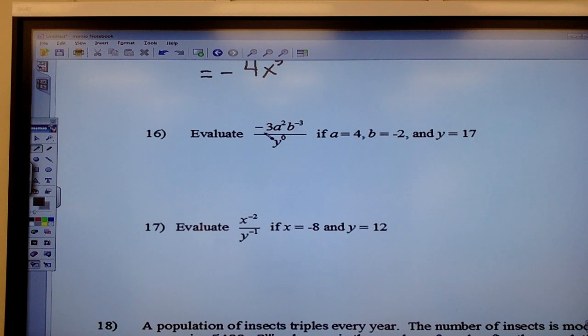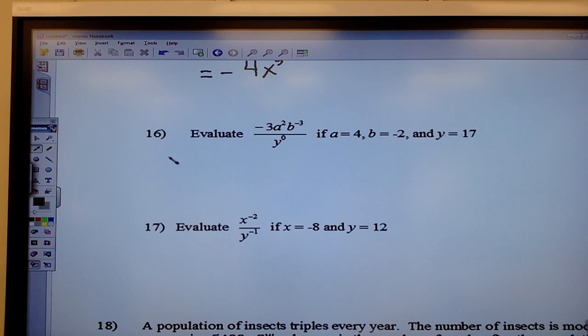The negative 3 stays where it is. A squared stays where it is because we have a positive exponent, but we have b to the negative 3. So we immediately know that our b is going to move to the bottom and become b cubed. But take a look at what we already have here. Y raised to the 0 power. And remember, anything to the 0 power is what? Correct, 1. So that means when we move the b to the negative 3 down to the bottom, we won't have to worry about having anything down there with it.